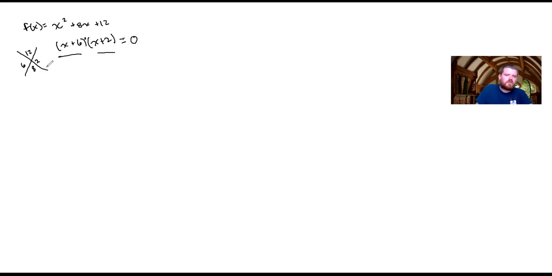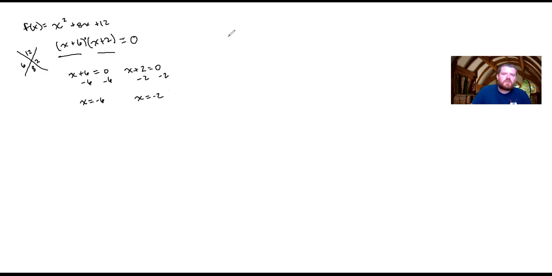So what we're going to do is split this into two equations because we have two answers. x plus 6 equals 0, and x plus 2 equals 0. Solve for x by subtracting 6 on both sides here, subtracting 2 on both sides here, and I get x equals negative 6, and x equals negative 2. So that's the only difference.